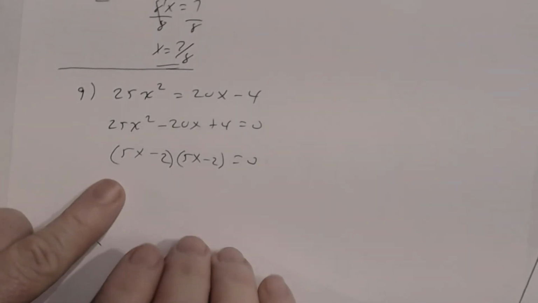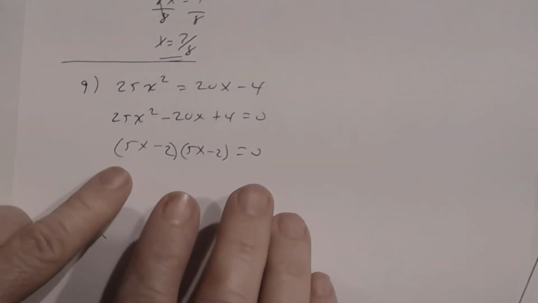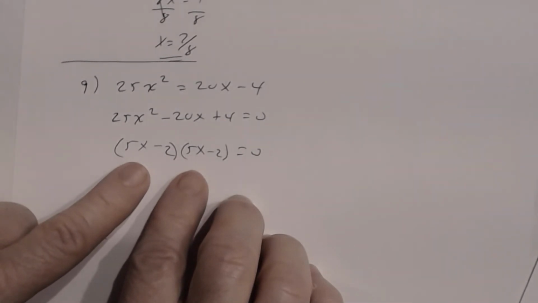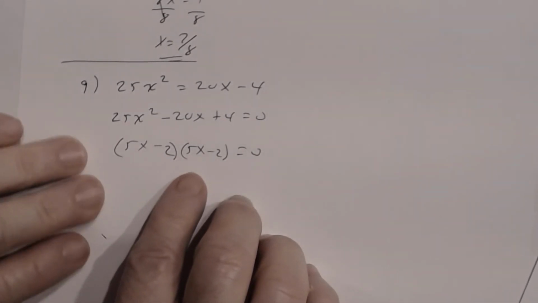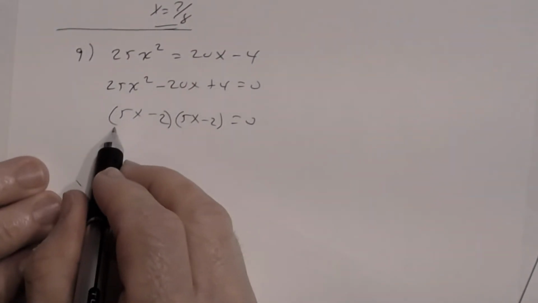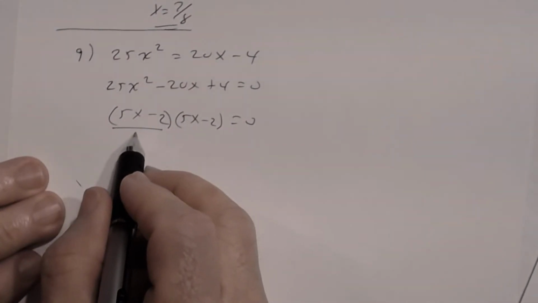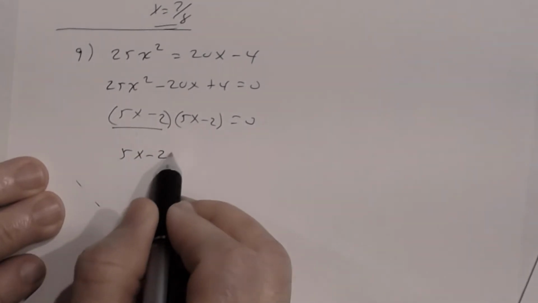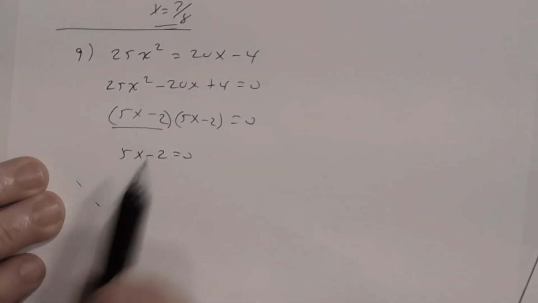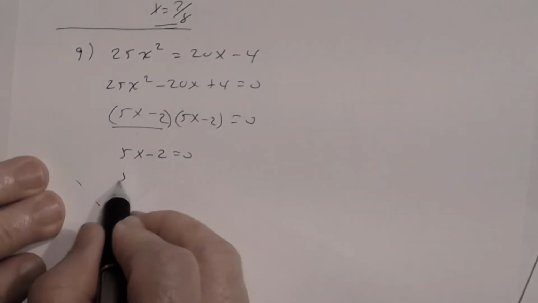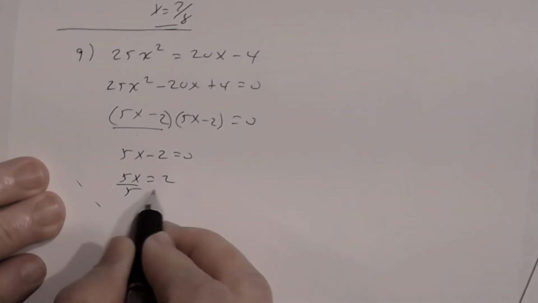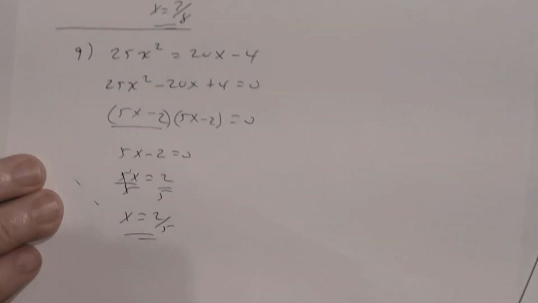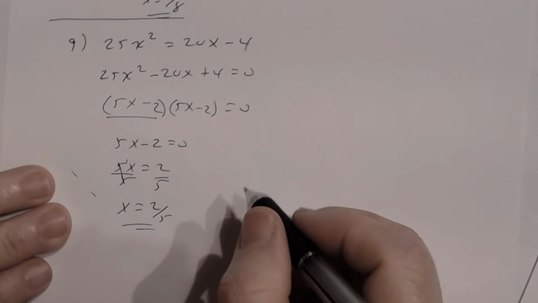Now, here's what I want to tell you. You see how those factors are identical, okay? So you just set one of them equal to 0. So we just do either one, because you're just finding a solution. So you're going to get 5x minus 2 equals 0. They're identical, so just do it once. And so you get 5x equal 2, divide both sides by 5, and you get x to be 2/5. So that's your solution. So you only have one distinct solution.